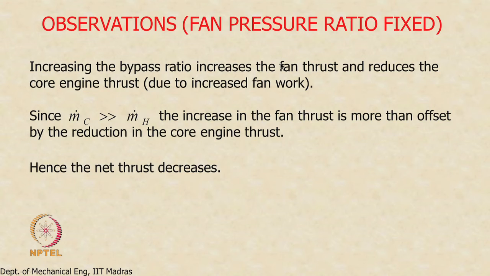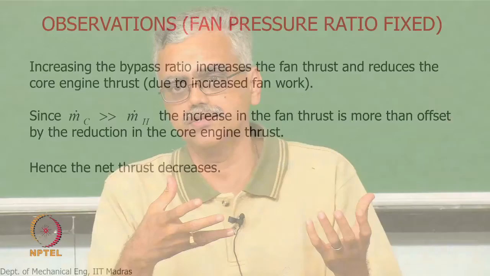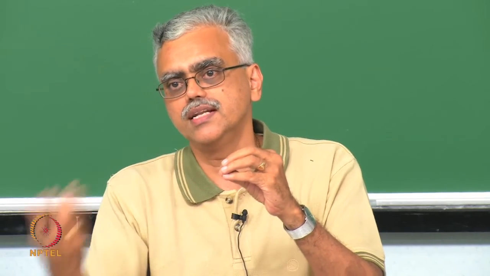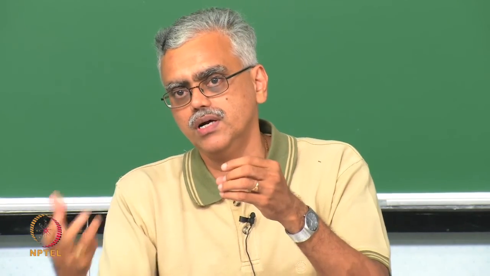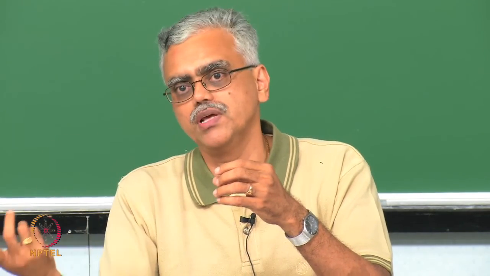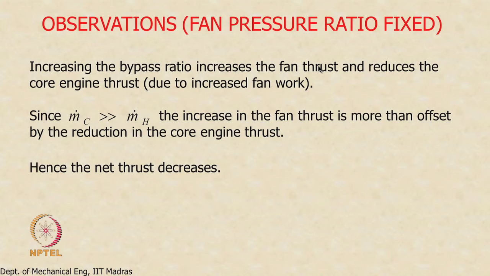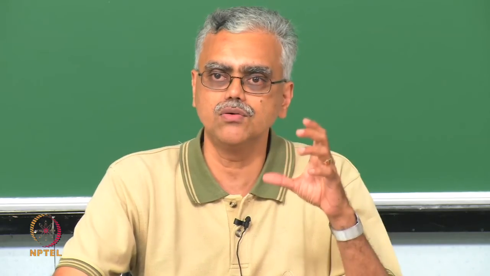If you increase the bypass ratio, understandably m dot c increases. For the same pressure ratio, the velocity change may be the same, but the m dot is multiplying the change now, which means I get more fan thrust. So, the fan thrust definitely increases, but the core engine thrust has to decrease now, because the fan is now consuming more work.